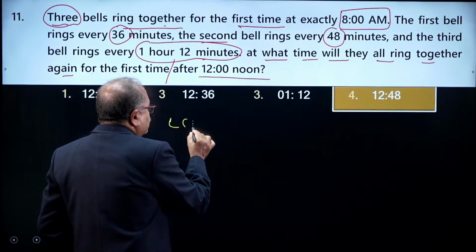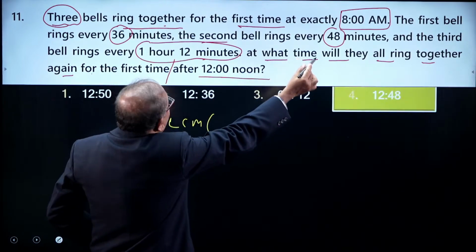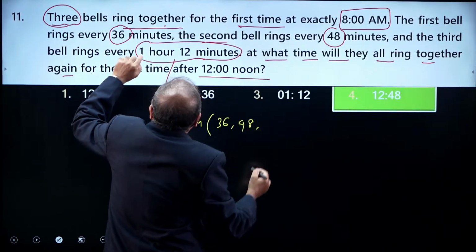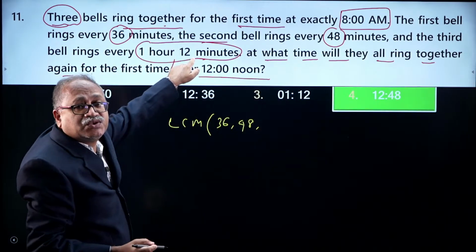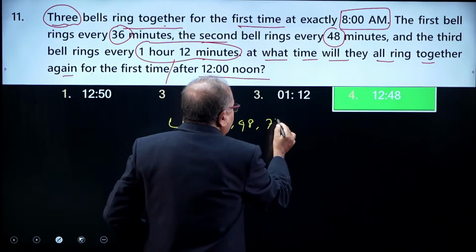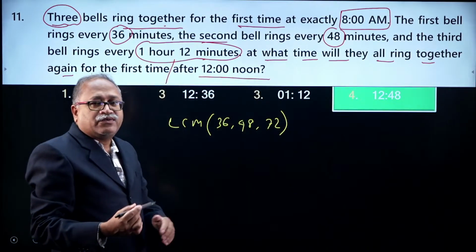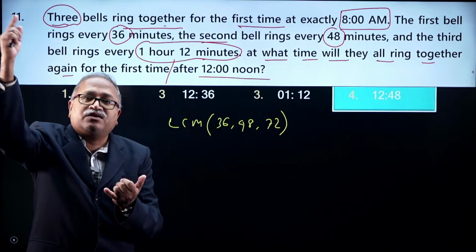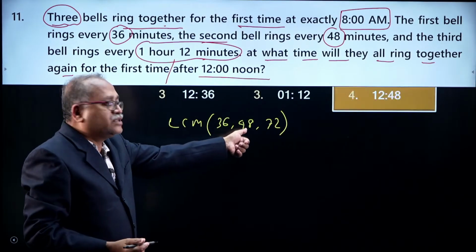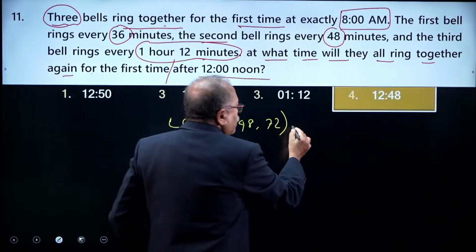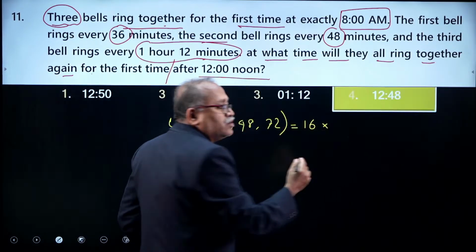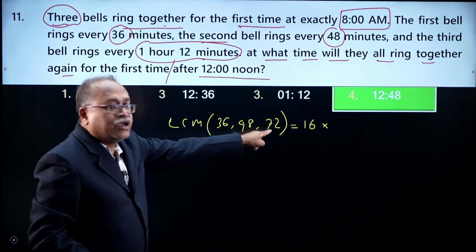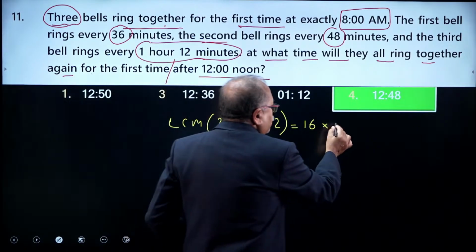I am going to take the LCM of all these three timings. The first is 36, the second is 48, and the third one is 60 minutes plus 12 minutes, that is 72 minutes. So what will be its LCM? What is the highest power of 2? So 2, 4, 8, 16, 32. I notice that 16 is there. 16 into 3 is 48. So 16 into the next prime number, 3. So 3, 9, 27. So here 9 is there.